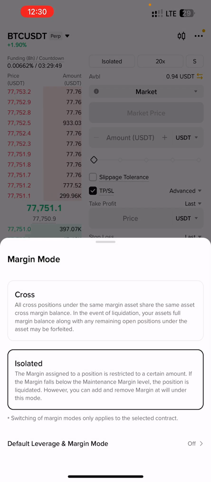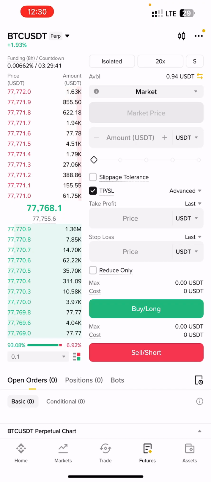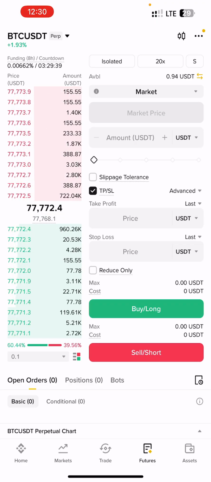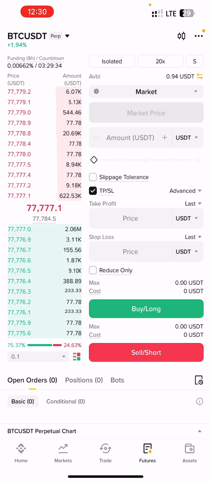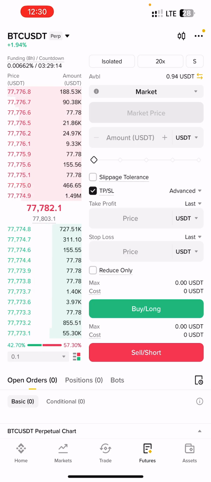Isolated margin means if I'm trading here and I'm putting $100 to trade, and in my particular trade I opened a position using $20, it means I'm risking only $20 in that trade. But in cross margin, if my capital is $100 and I'm putting $20 to trade, I'm not only risking that $20, I'm risking the whole $100 in the account. Just as the name implies, cross means it has access to your main capital.